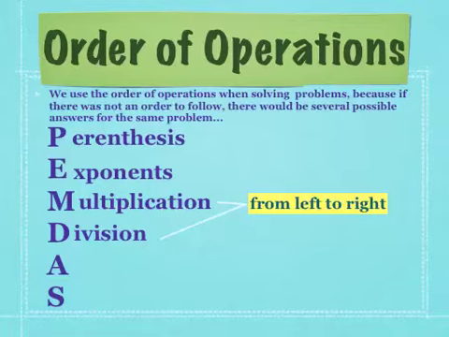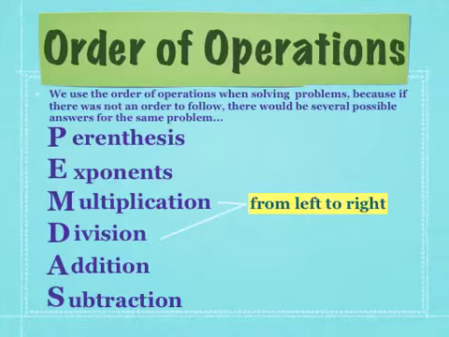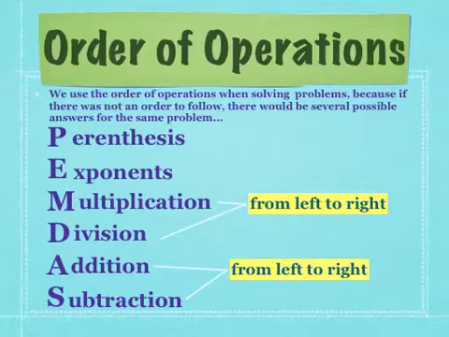And then A and S stand for addition and subtraction. We're going to do those the same way that we perform our multiplication and division, working from left to right. So we're going to do parentheses first, then exponents, then multiplication and division from left to right, and then addition and subtraction from left to right.